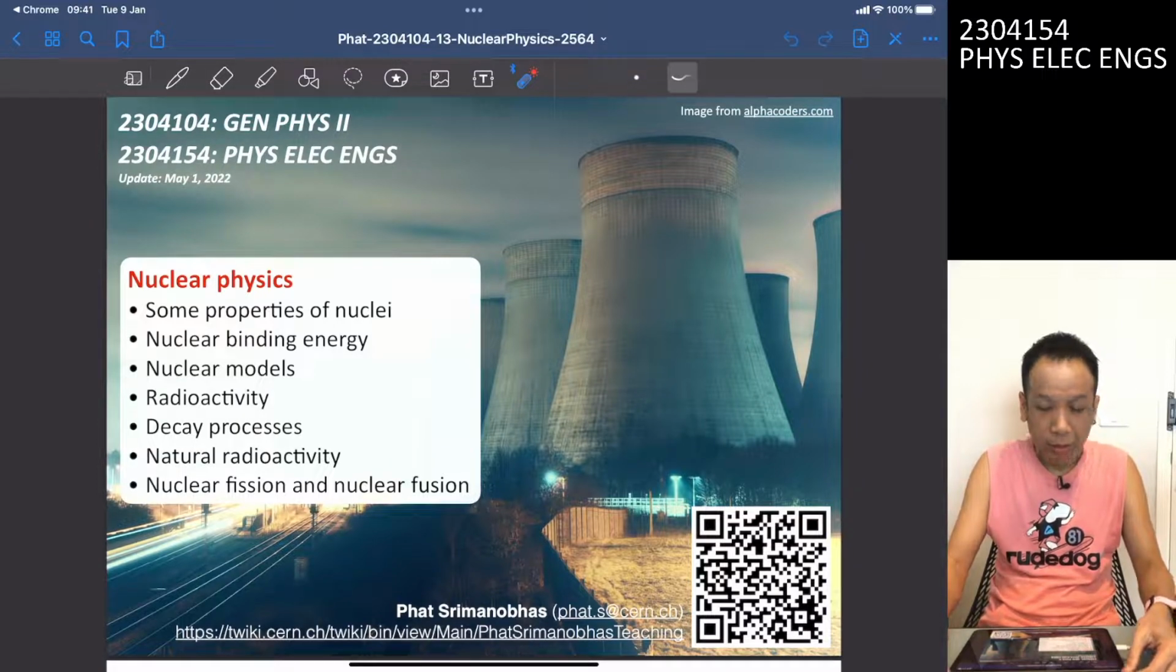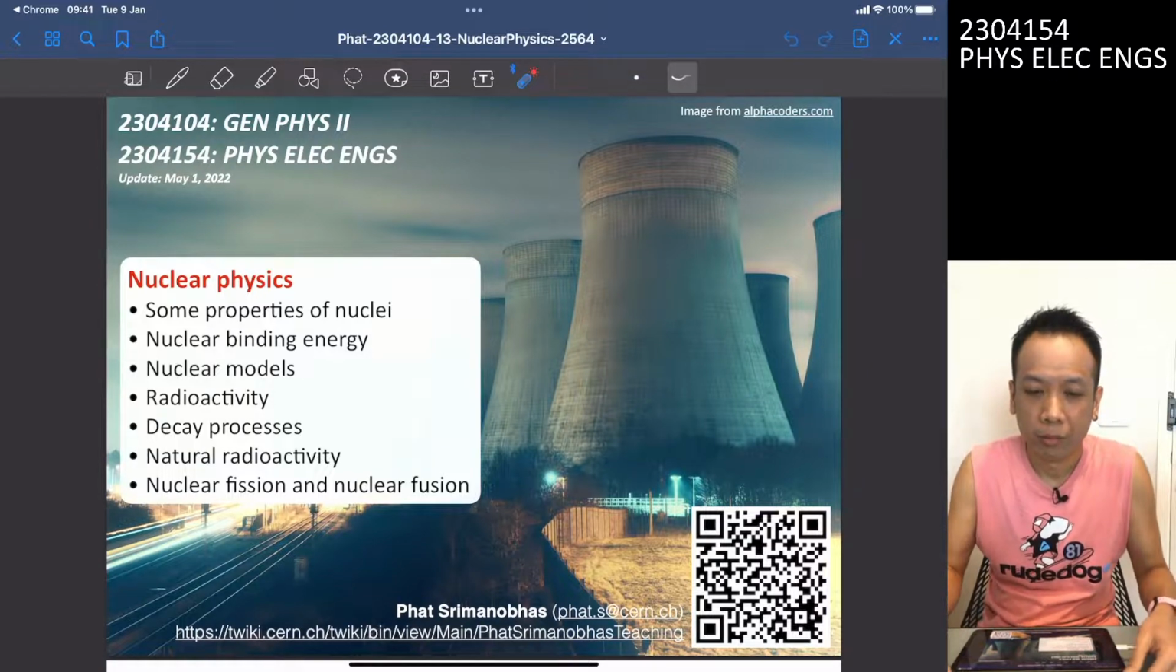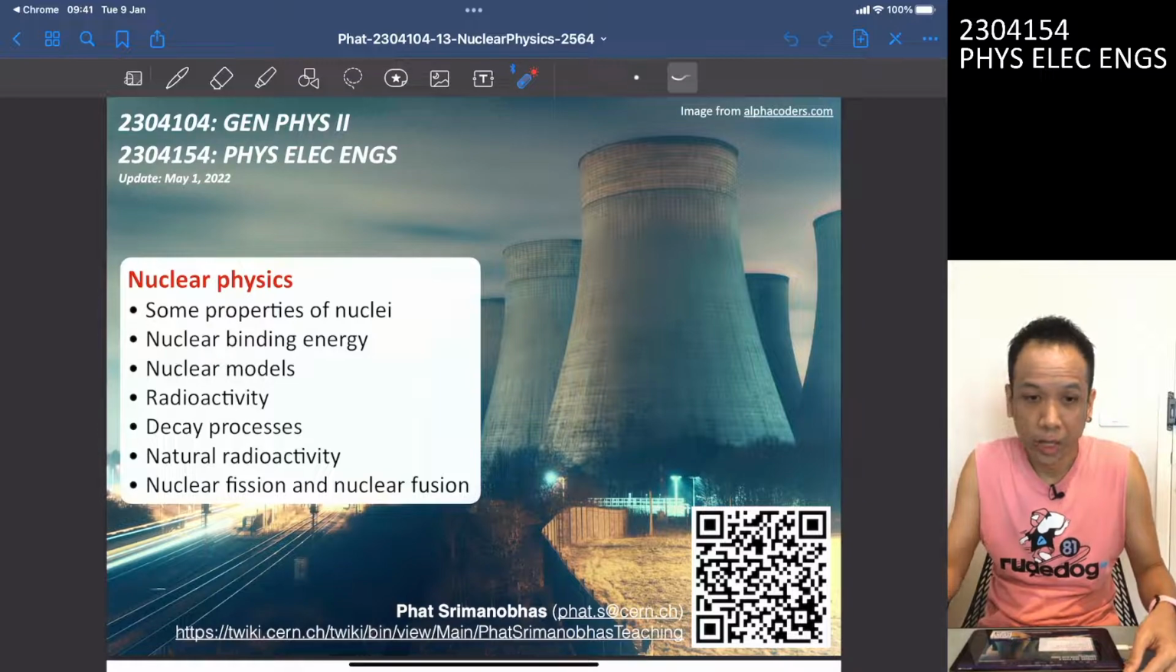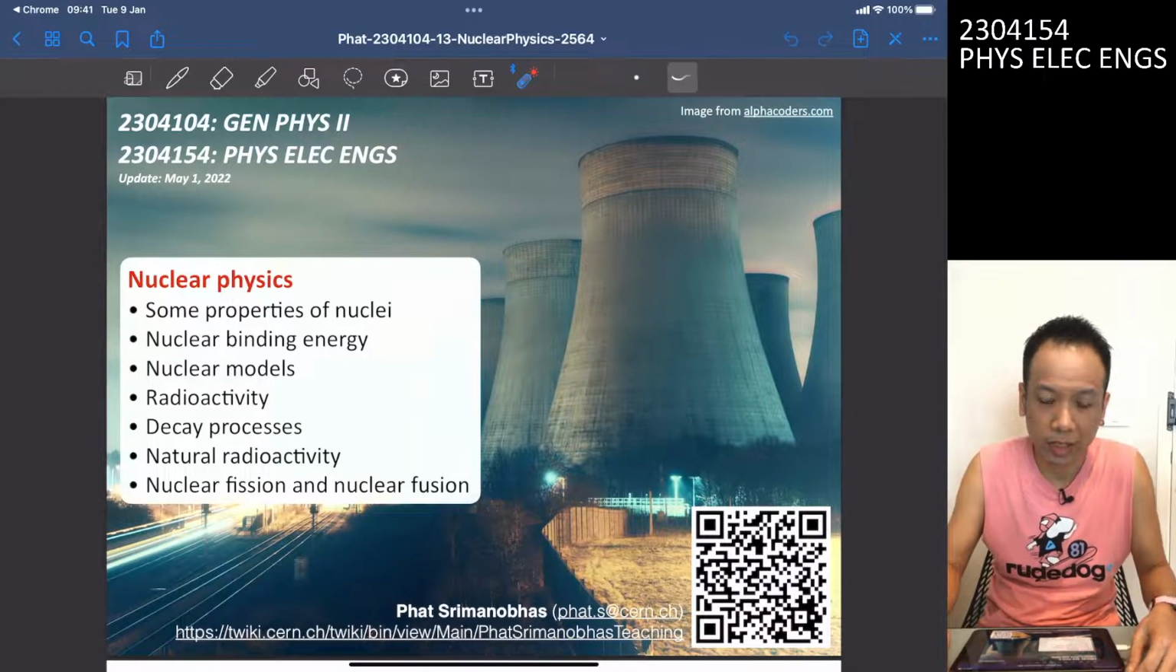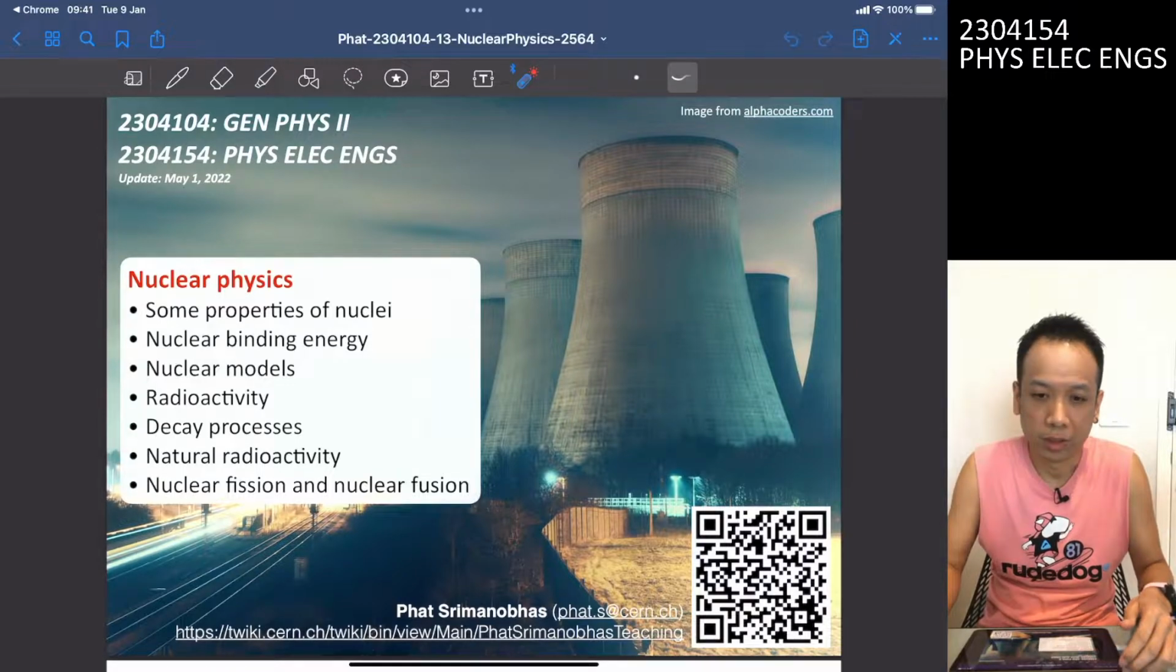Okay, so nuclear physics. We're going to start with the properties of the nuclei. We're talking about the binding energies, the nuclear models, radioactivity, decay processes, natural radioactivity, and the last one is nuclear fission and nuclear fusion.